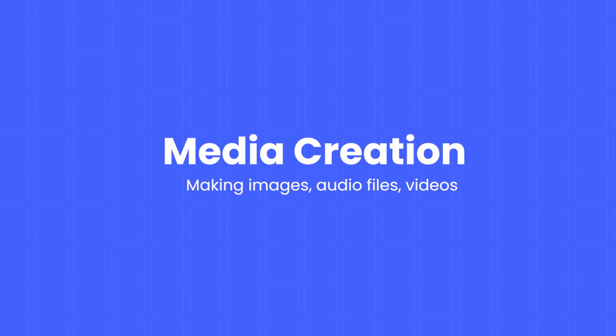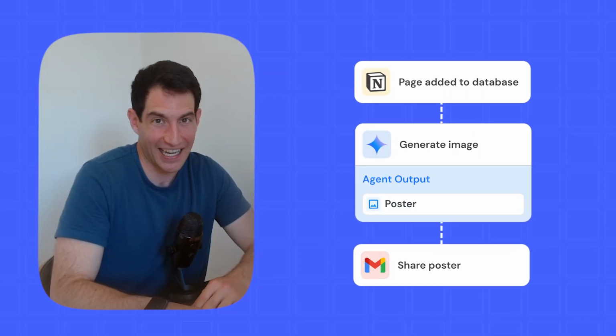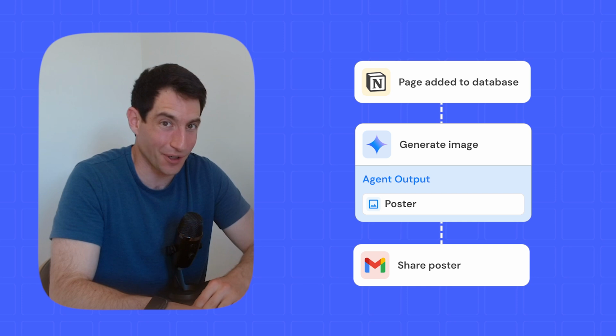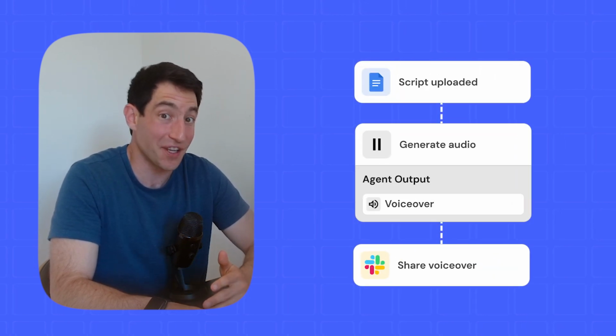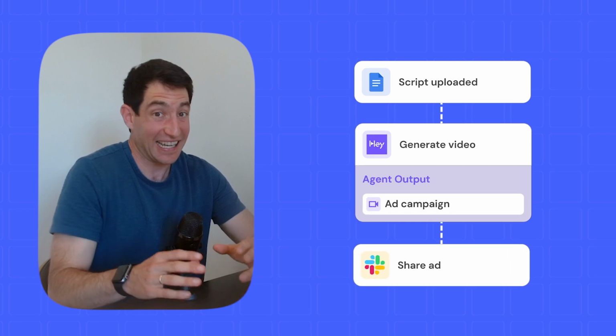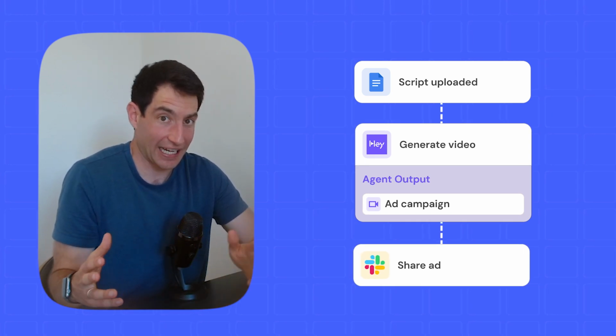The fifth thing AI is good at is a slightly more recent one, which is media creation. This is making images, audio files, videos. For example, AI can now generate a really nice image for a poster, or a full voiceover in audio for a video you're recording, or in fact, the entire video itself for an ad campaign.